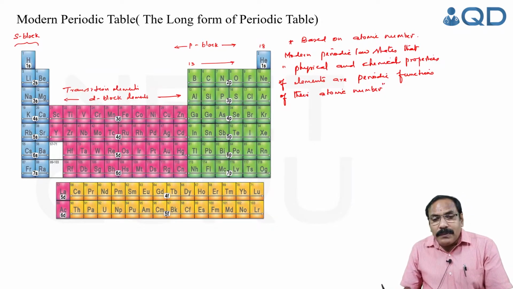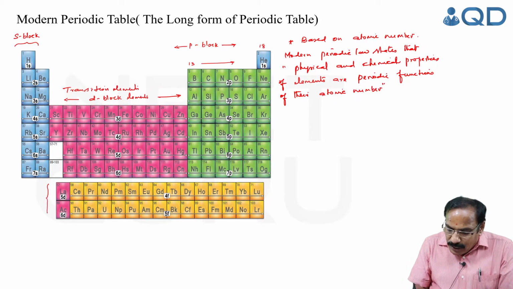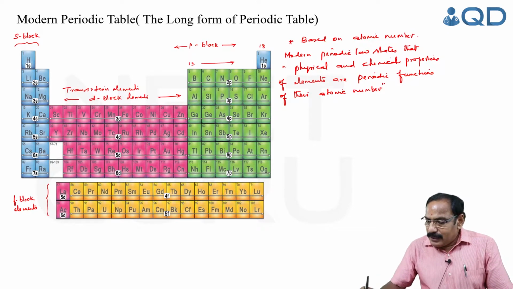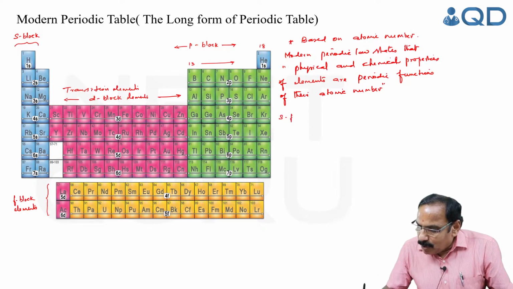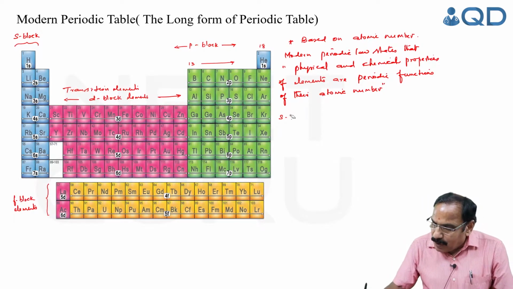And at the bottom of the periodic table, you can see in yellow color 2 series of elements called the f block elements, or the inner transition elements. Thus, in our modern periodic table, we have 4 blocks of elements based on electronic configuration. Thus you have s block elements.